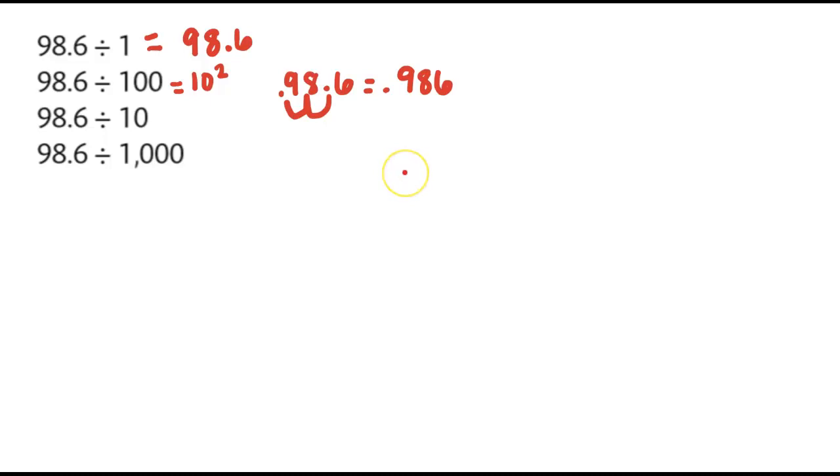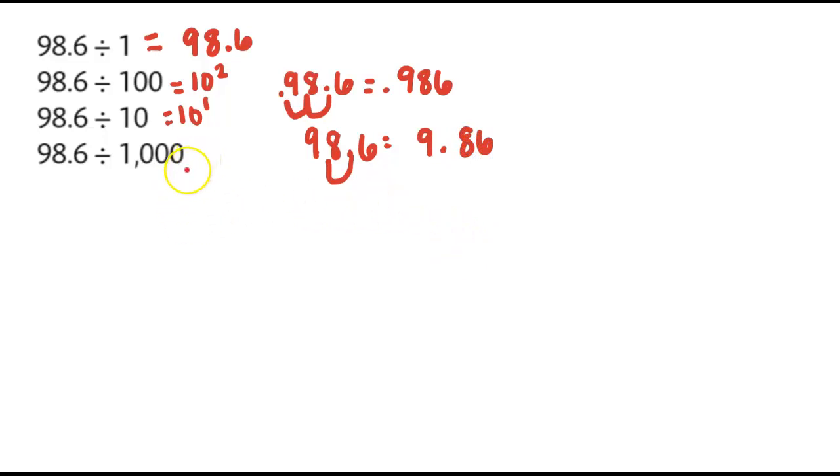So the next one, 98.6 divided by 10. Well, how many 10s do you have? If it's just 10, you know that this is also equal to 10 to the power of 1. So this tells me that I'm going to move my decimal place 1 place to the left. So if I have 98.6 and I'm dividing by 10 to the power of 1, I'm going to take this decimal and I'm going to move it 1 place to the left. Boom. So I know my quotient is 9.86, or 9 and 86 hundredths.